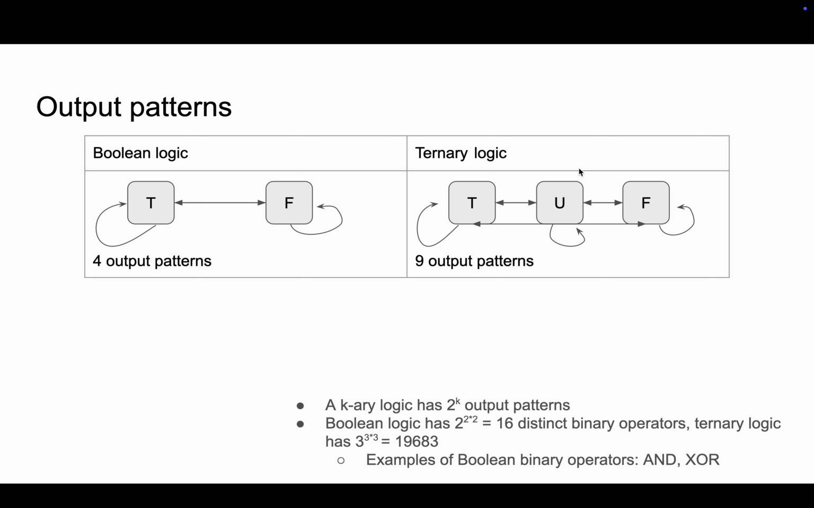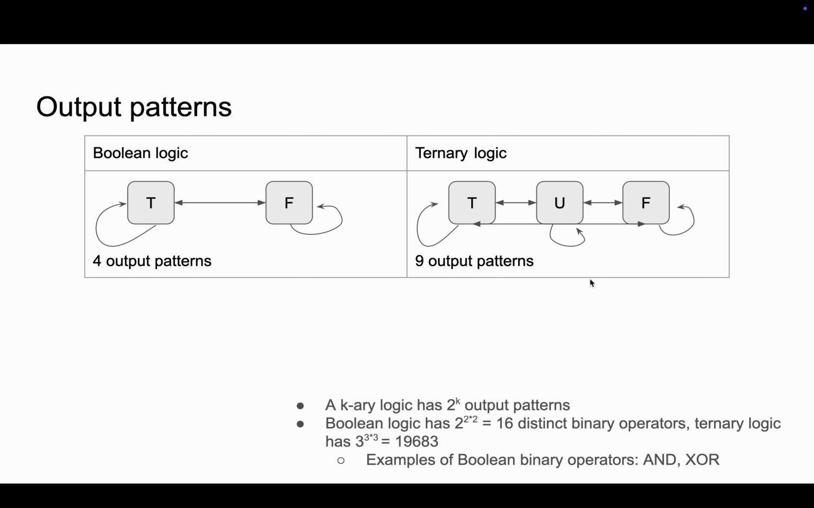Using this same strategy for ternary logic, we have got T to U, U to T, U to F, F to U, T to F, F to T, T to T, U to U, and F to F. So there are 9 output patterns. And mathematically, we can put it as k to the power of 2, because you're essentially picking pairs of k amount of truth values, and they are distinct pairs.